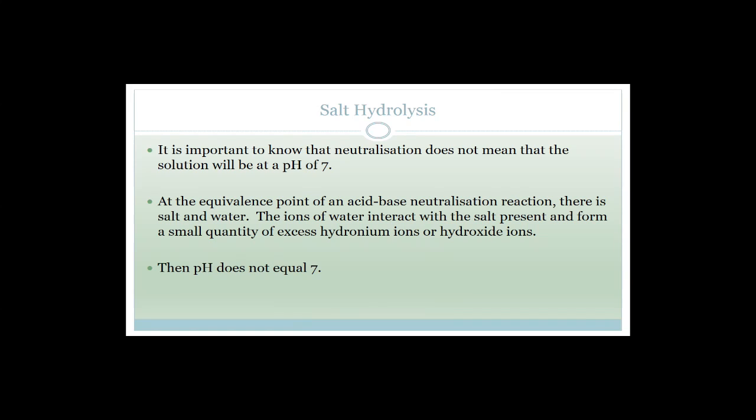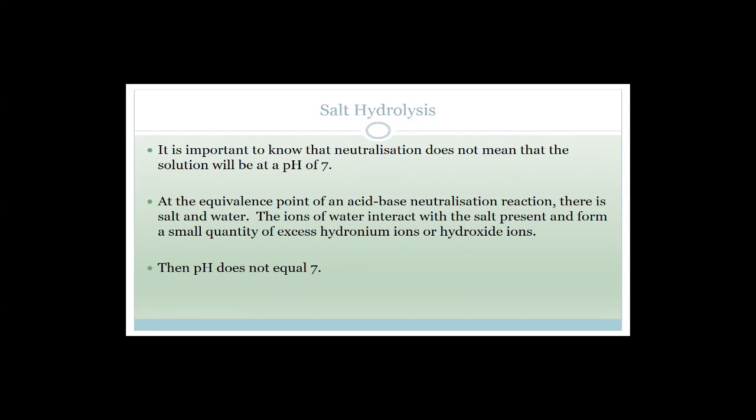Right, so let's talk about salt hydrolysis, okay? What you need to understand, and a lot of students struggle with this, so we need to talk about it a little bit. When we do a titration, or we talk about neutralization of acids and bases, people naturally assume that if you take an acid and a base and add them together, we're going to end up with a neutral substance. So it's important to realize that if we're neutralizing something, it doesn't mean that the solution has a pH of 7. Okay, it doesn't.